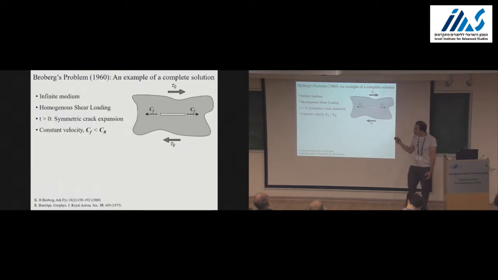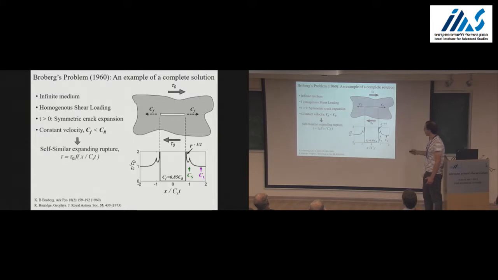So for example, Broberg considered in the 60s the following one. There is an infinite medium under shear. At t equals 0, a crack is born and propagates in both directions, this time at constant velocity. So there are no additional length scales in the problem. So it suggests we may look for a self-similar solution. Actually, Broberg used the self-similar ansatz and was able to solve for the stresses within the material.